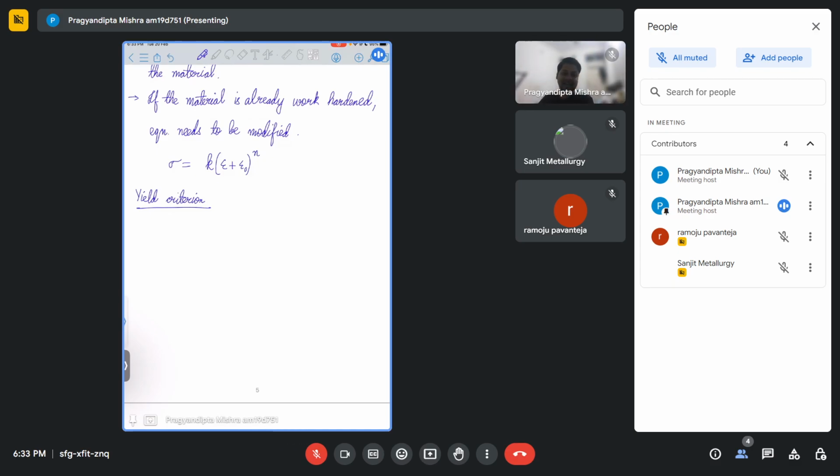Before we define yield criteria, like we already know, what is yield stress? What exactly is yield stress? Something that we can again remember or write down. What exactly is yield stress? Can anybody answer? Okay. So yield stress is the stress at which material will transition from elastic to plastic regime.